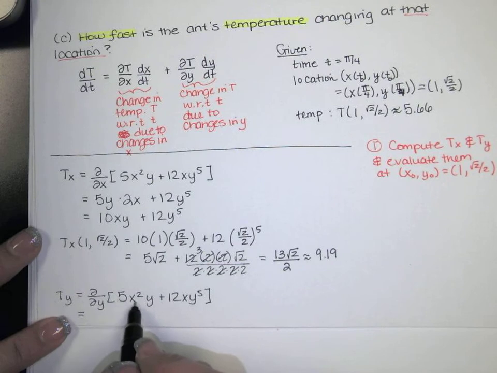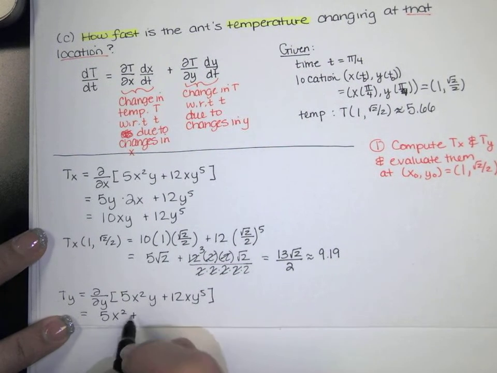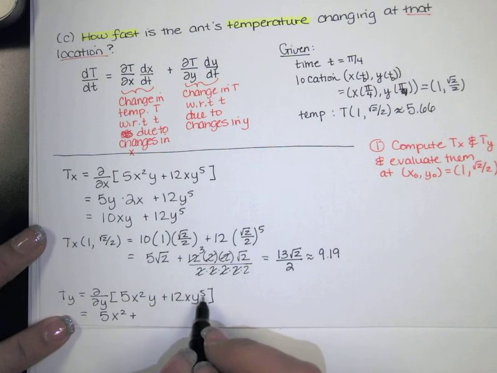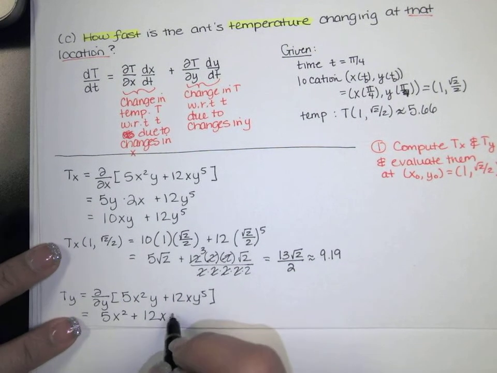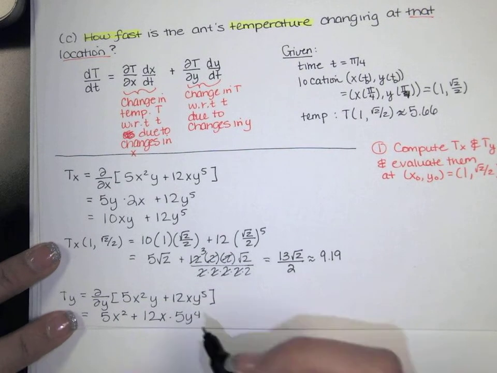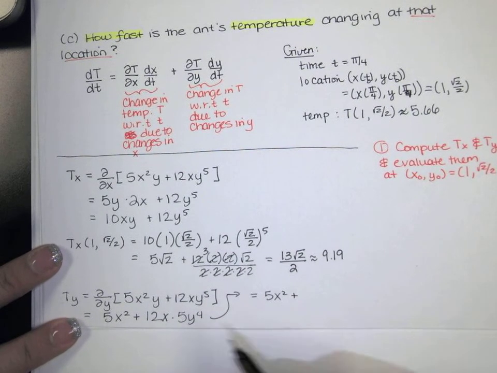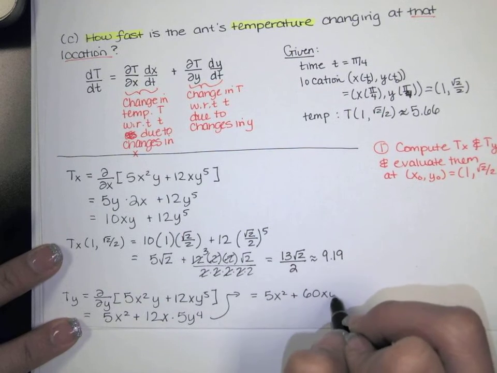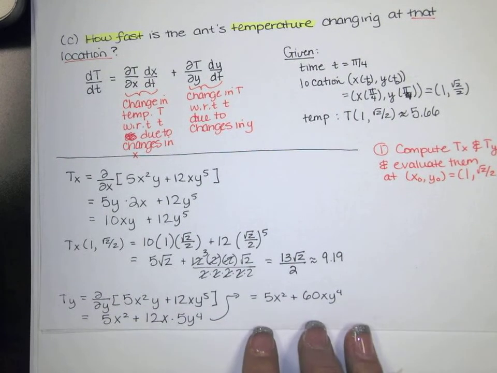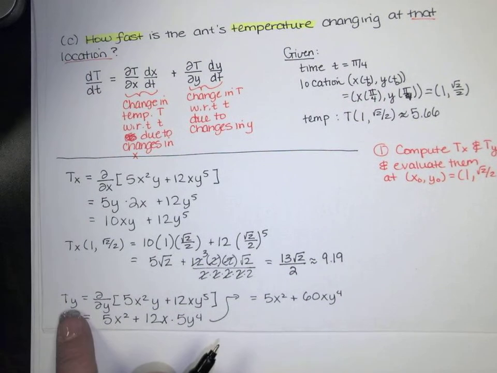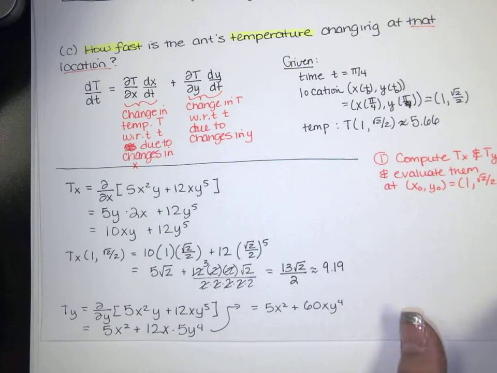This is the derivative of a constant times y. The derivative of a constant times y is just our constant. Here I've got a constant times y to the fifth. So I bring my constant down, and the derivative of y to the fifth is 5y to the fourth. So I end up with 5x squared. 12 times 5 is 60. And that's the partial of t with respect to y. And if I want the partial of t with respect to y at that location, I'll have to substitute in the location to this function.